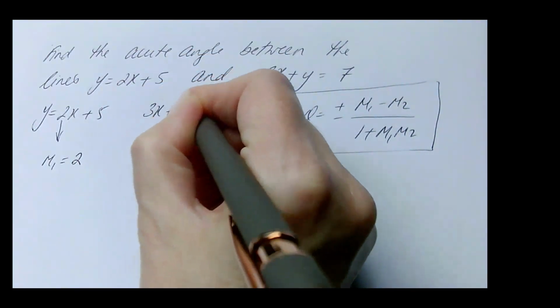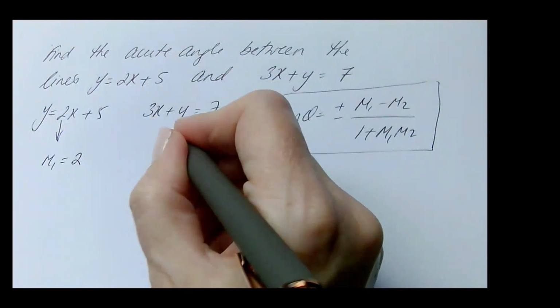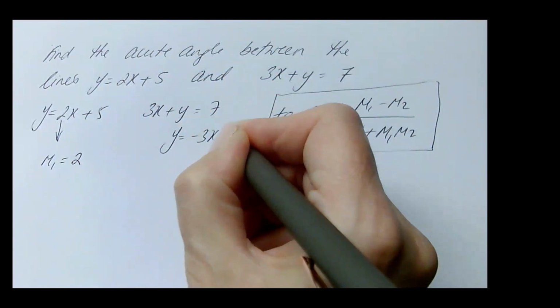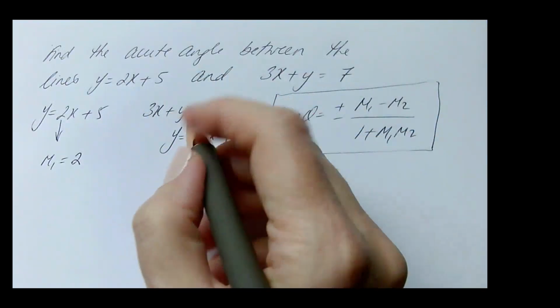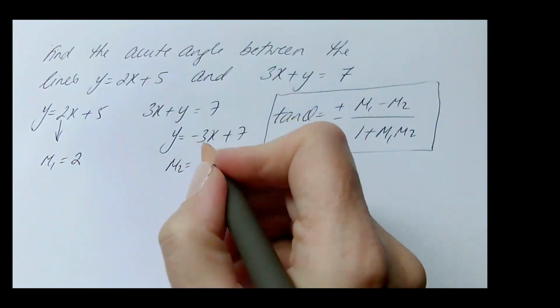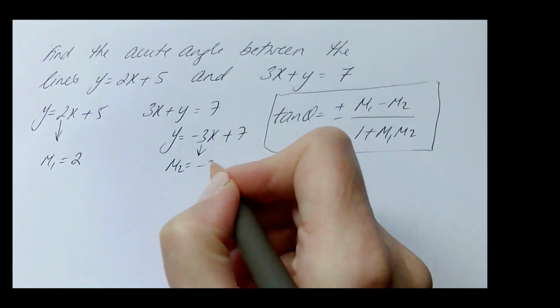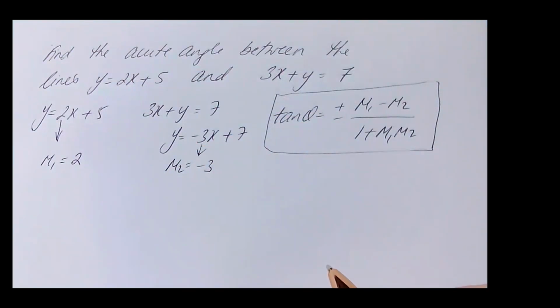This line, however, does need a little bit of rearranging. Again, we need to rearrange it in the form y equals mx plus c. So I'm going to need to bring the 3x over. And so my other slope, I'll call it M2, is the coefficient of the x here, which is minus 3.